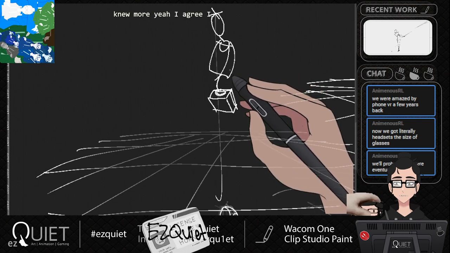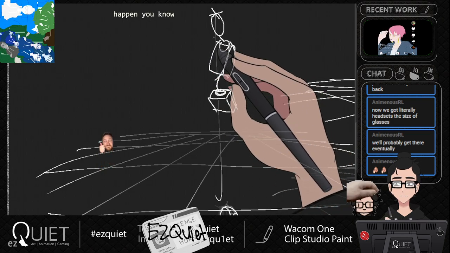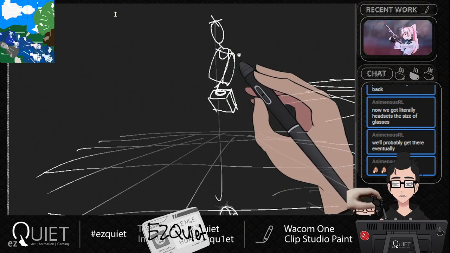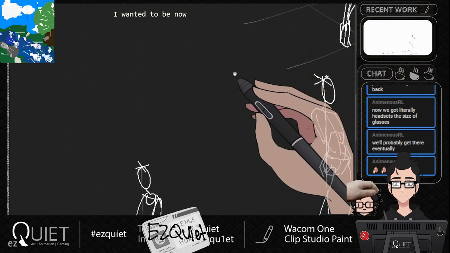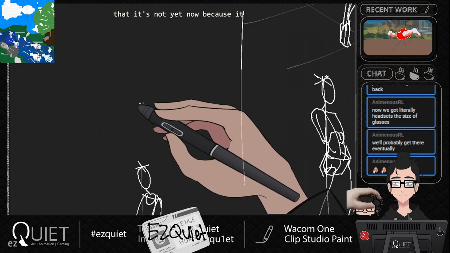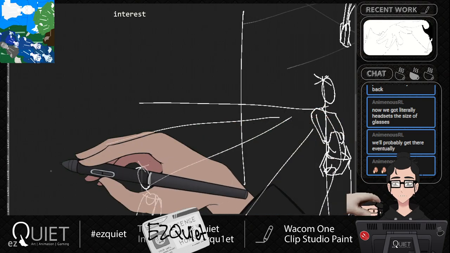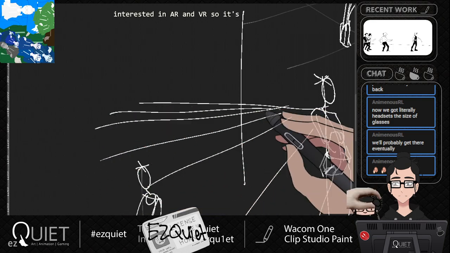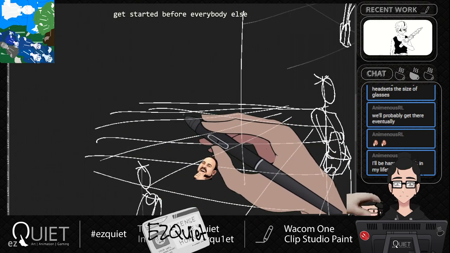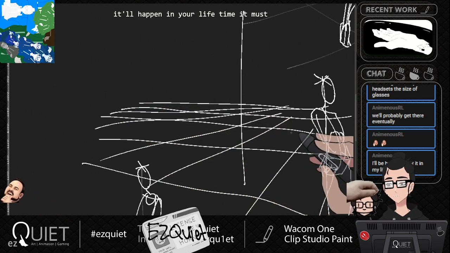I think it's definitely the question of just when. When will it happen? It depends when it will happen. And I can't wait. I'm so impatient, dude. I want it to be now. But maybe it's good that it's not yet now, because there aren't that many people in the industry who are that interested in AR and VR. So it's a good way to get your foot forward, get started before everybody else. I'll be happy if I get it in my lifetime. Yo, let's go. It'll happen in your lifetime. It must.